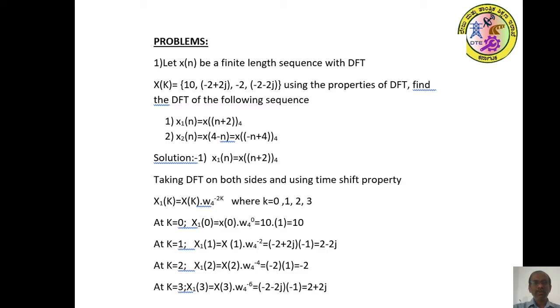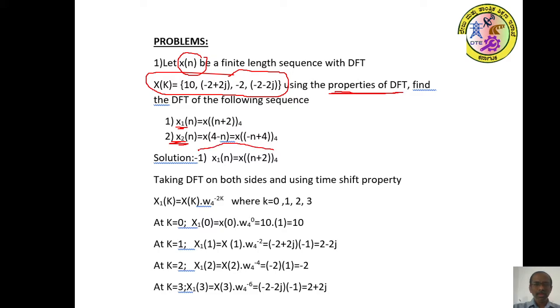Now let us continue with some exam problems. First one: let x of n be a finite length sequence with DFT X of k equal to 10, minus 2 plus 2j, minus 2, minus 2 minus 2j. They have given a signal x of n for which they have computed the 4-point DFT already with this answer. Our question is, use some properties of DFT and find out the DFT of x1 of n and x2 of n related like this. Let us start with the first one.